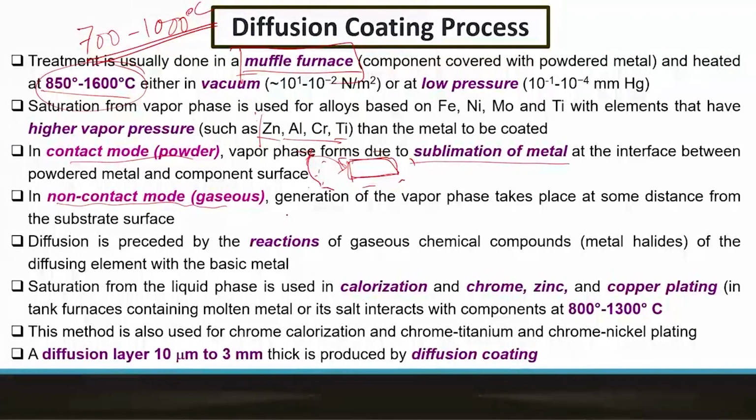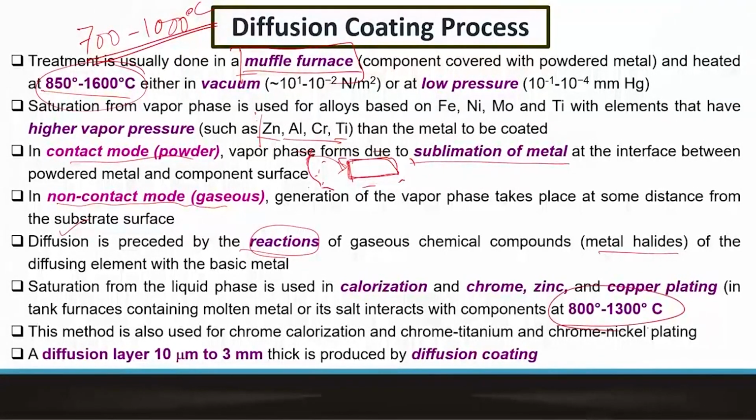So these atoms, the nascent or atomic species, are now ready to get adsorbed, diffuse and get dissolved. This diffusional process is preceded by the reaction of the gaseous chemical compounds, typically metal halides, which go into the vapor state and then sublime on top of the component and liberate the elements of interest. There could also be an equivalent process with a liquid bath, but that is what we'll discuss later.